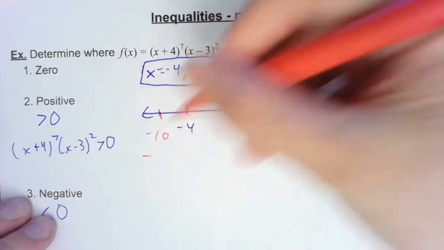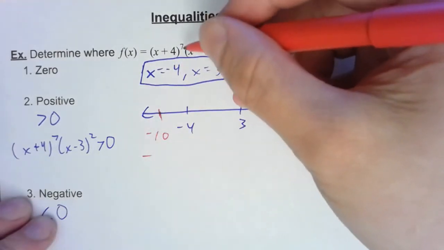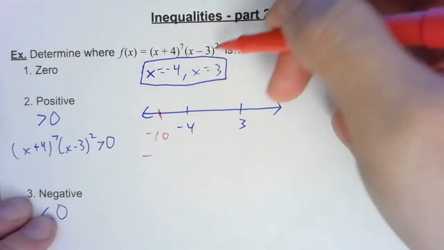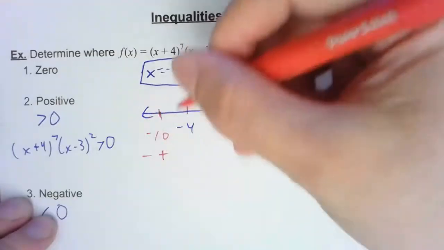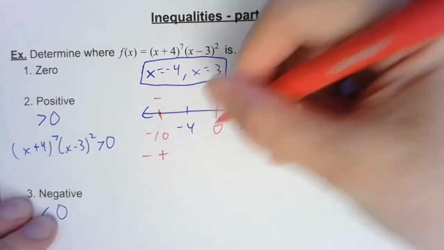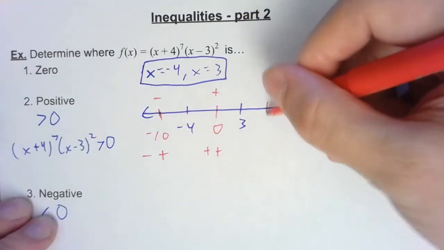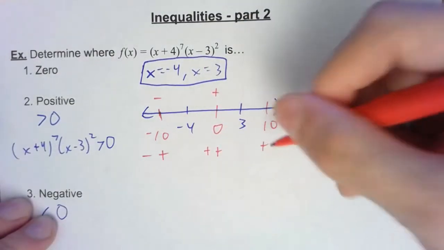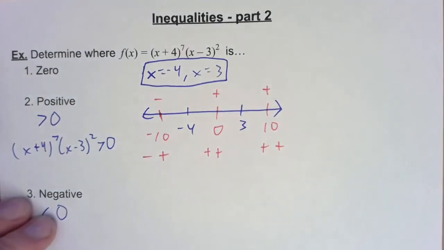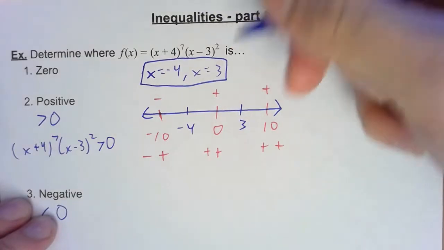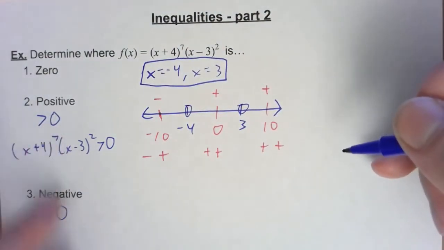And so we'd have negative. This one's going to be positive because it's an even exponent. The odd exponent doesn't affect the negative or positive. Even exponents mean that can never be negative. So negative times positive, negative, and then positive, positive, that's positive, and then positive, positive, positive. Oh, and I forgot to put my open circles here because it is that strict inequality.